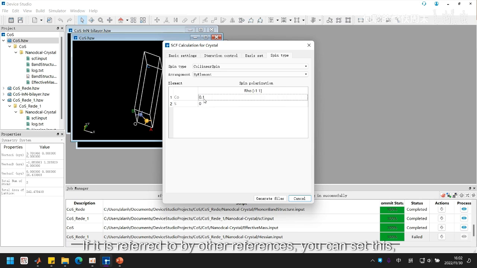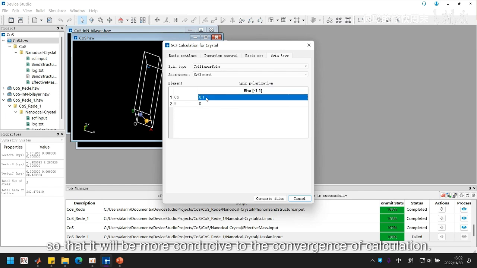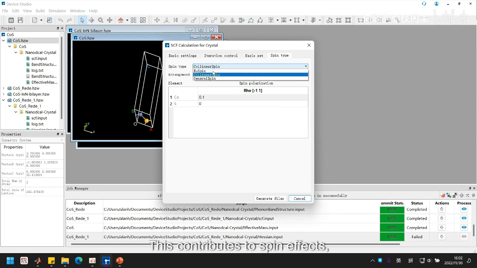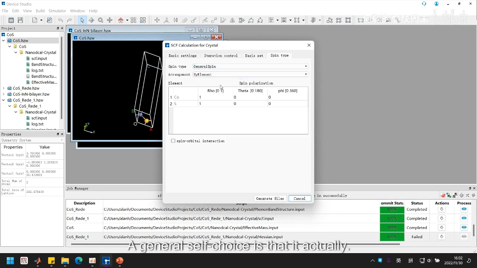If it is referred to by other references, you can set this initial value according to other people's literature, so that it will be more conducive to the convergence of calculation. This contributes to spin effects and is considered appropriately. A general spin choice is that it actually is a contribution. Could it be going in either direction?